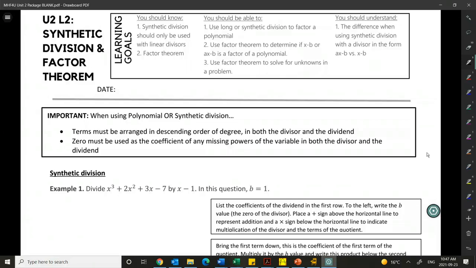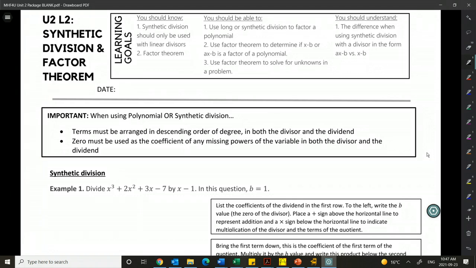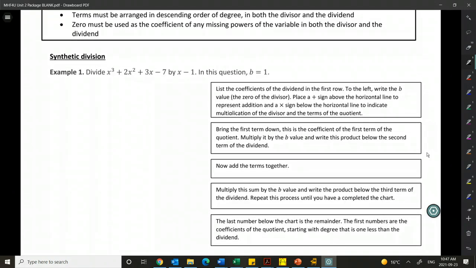In polynomial division, sometimes we can make it work without having that 0 placeholder. We just line things up properly. With synthetic division, if I forget it, I get the wrong answer in the end. So it's particularly important that any terms that are missing, particularly in the dividend, are replaced with a 0.